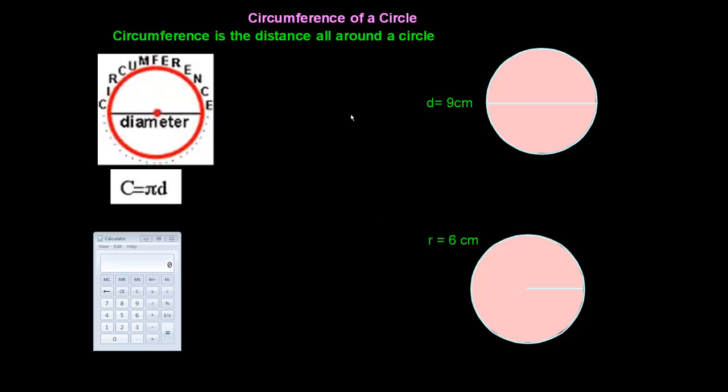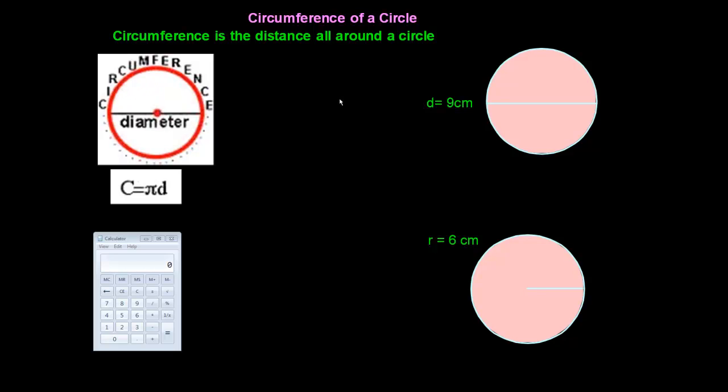The circumference of a circle is the distance all around the circle. Because it's a circular distance, we don't call it perimeter. But if we have a circular distance combined with a straight distance, then we still call it perimeter. That won't be called a circumference.